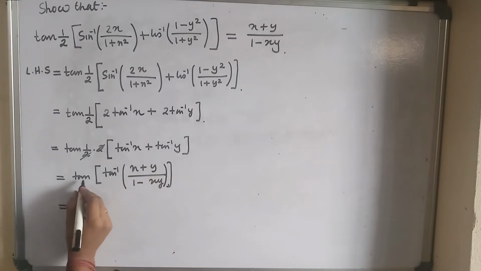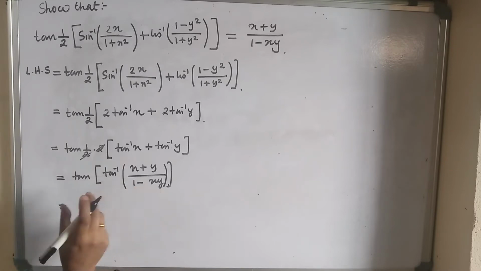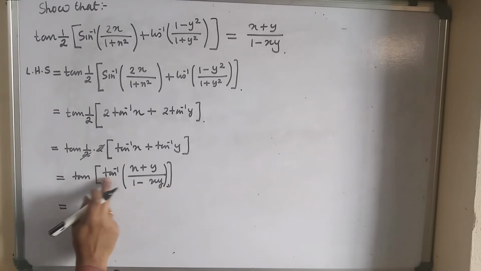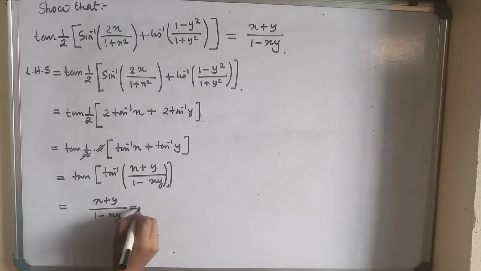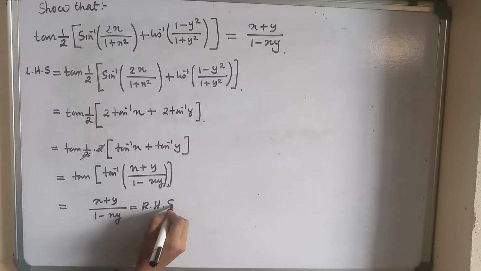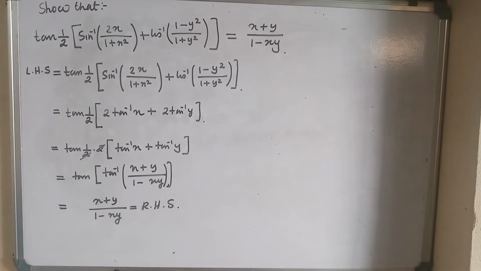Now tan of tan inverse something is the value itself. Tan of tan inverse, these two get cancelled. Now it is x plus y over 1 minus xy. This is equal to the right hand side. This one is an NCERT question.